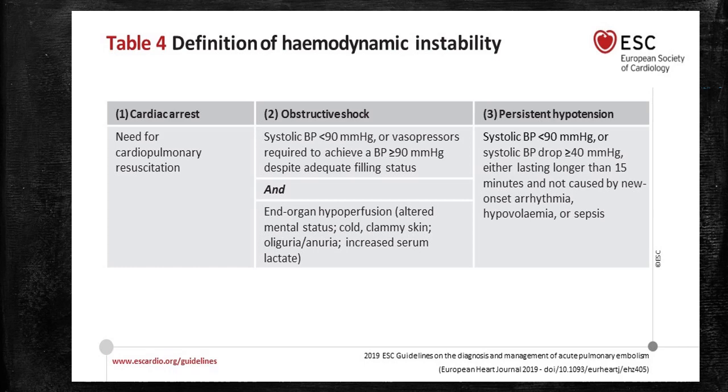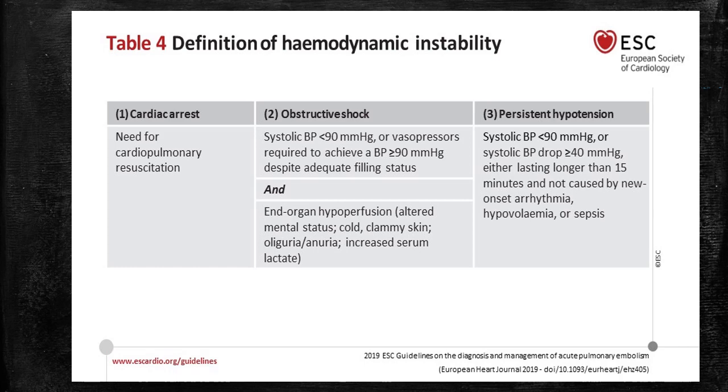It contains so many other things as well, including cardiac tamponade, including tension pneumothorax, or in this case pulmonary embolism. So in obstructive shock, we can define obstructive shock by if you have a patient with systolic blood pressure less than 90 millimeters of mercury, or a patient who is on vasopressors to achieve a blood pressure of greater than or equal to 90 millimeters of mercury despite adequate filling status.